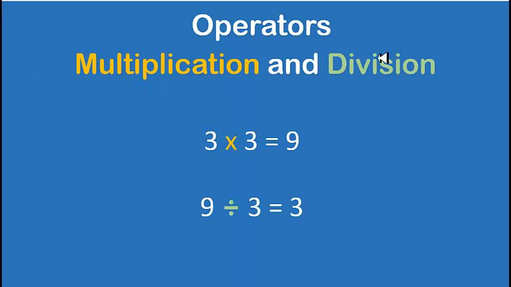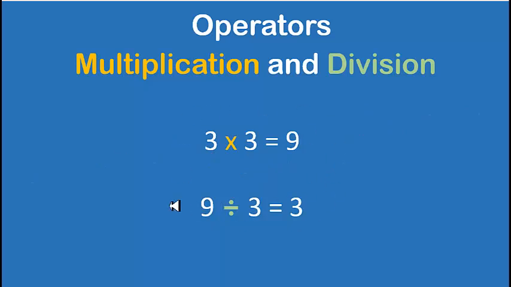So next we're going to talk about operators. Operators are symbols that we use in mathematics to operate on numbers. We're going to start with multiplication and division. The multiplication and division operators are pretty straightforward. Everyone knows what they are. The times sign, the x sign, is times. 3 times 3 equals 9. 9 divided by 3 equals 3. These are referred to as operators. The square root symbol is also an operator, and there are other operators.